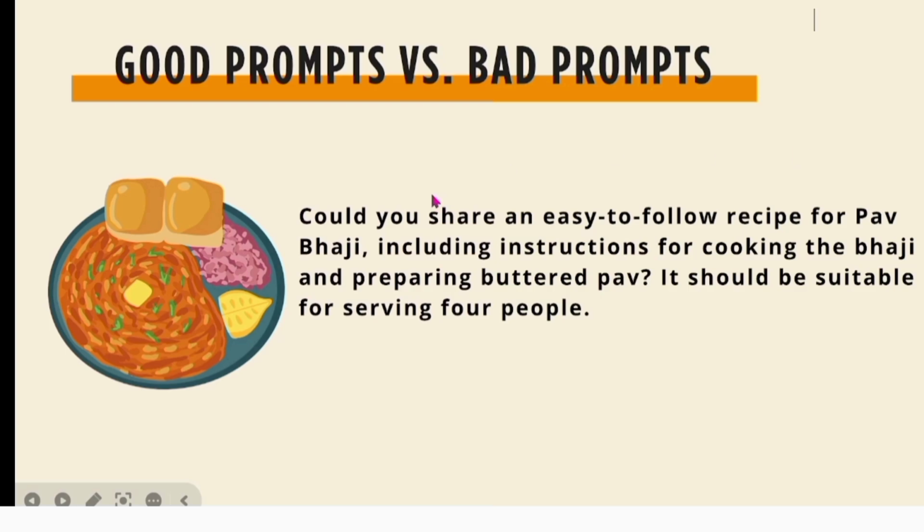Now, can you see this is called a good prompt? Could you share an easy-to-follow recipe? I'm telling it I want the recipe and it should be easy for me to follow. Recipe for pav bhaji, including the instructions for cooking the pav bhaji and preparing butter pav. It should be suitable for serving 4 people. So can you see, in the instructions I have given detailed information. ChatGPT knows what it is supposed to cook, for whom, for how many people, everything. Now if I write this particular prompt in ChatGPT, I will get a proper answer.